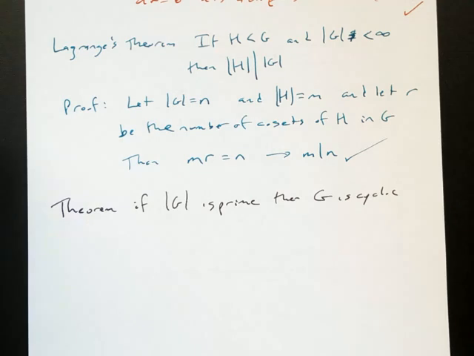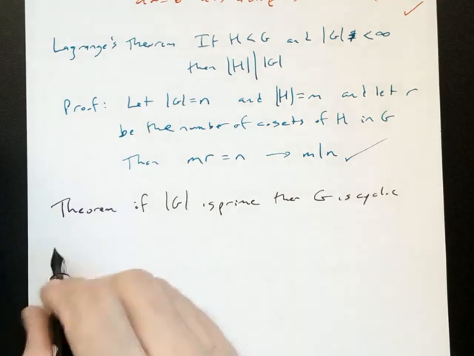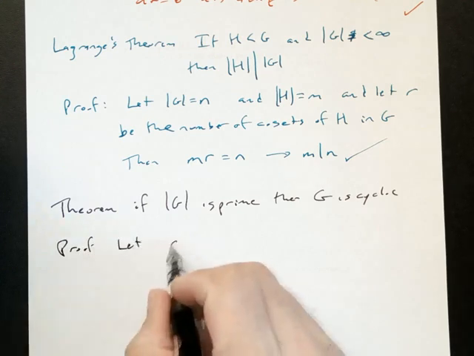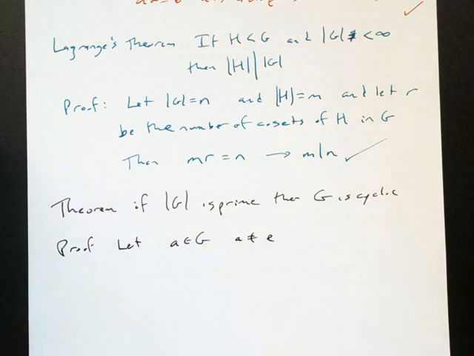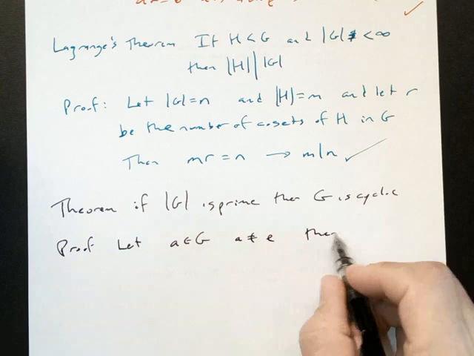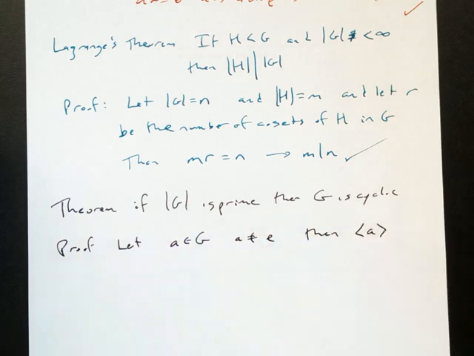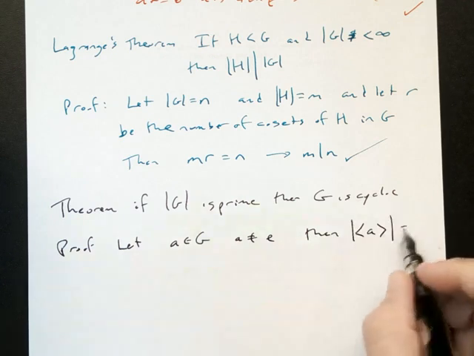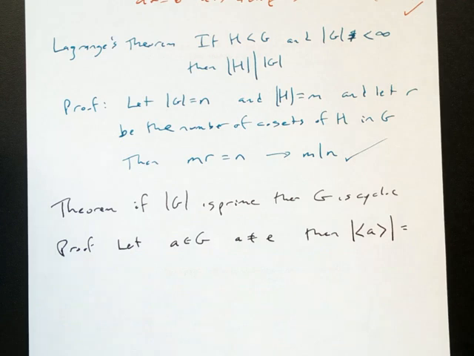I can always make a subgroup from any element, right? So here's my proof. Let A be an element of G other than the identity. Then look at the subgroup generated by A. How many things live in it? I don't know. But whatever that number is, it must divide the order of G.